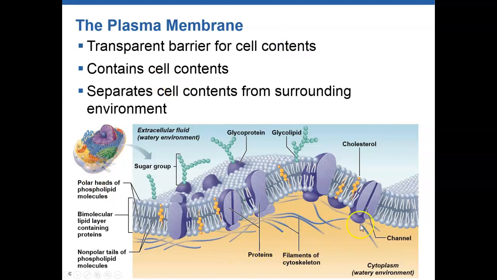The plasma membrane, the outer region, is a barrier that surrounds all cells. And I can say this: all cells have a plasma membrane. Some cells also have a cell wall, but in animals, we do not. So the plasma membrane keeps the internal cell contents separate from the external environment.